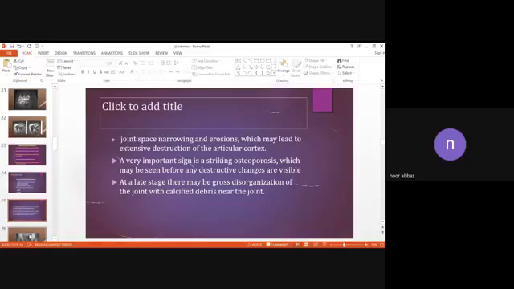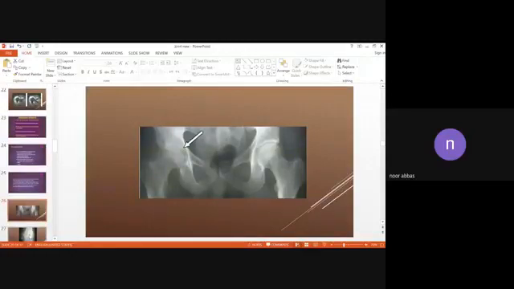A very important sign is the striking osteoporosis, which may be seen before any destructive changes are visible. And at a later stage, there may be gross disorganization of the joint with calcific debris near the joint. So, to summarize it, tuberculosis arthritis is also an arthritis that will lead to joint space narrowing and erosions, and extensive osteoporosis and extensive cortical destruction.